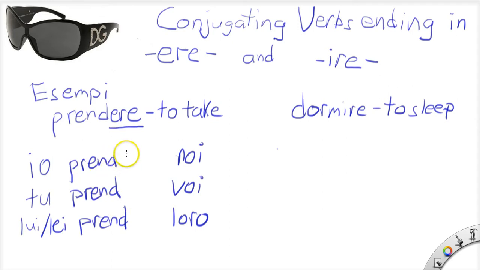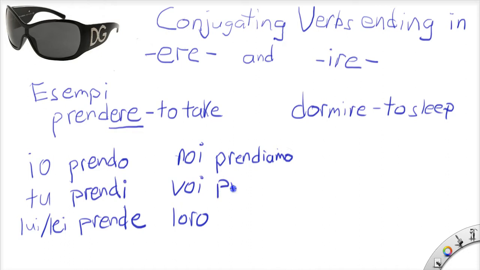Okay, so here we go. In an ERE verb, the io form would be prendo. Prendo. Okay, so you add an O. The tu form, prendi. You add an I. The lui-lei form, prende. You add an E. So I take, you take, he or she takes. Prendo, prendi, prende. How about the noi form? The noi form would be prendiamo. That would be we take. So you see that the ending is an I-A-M-O.